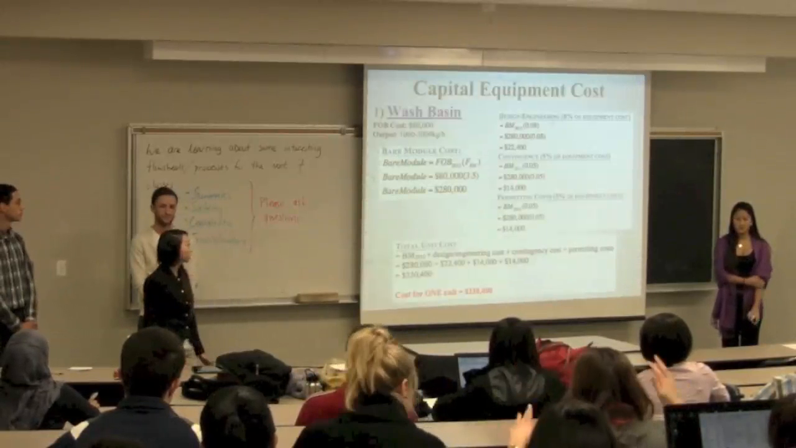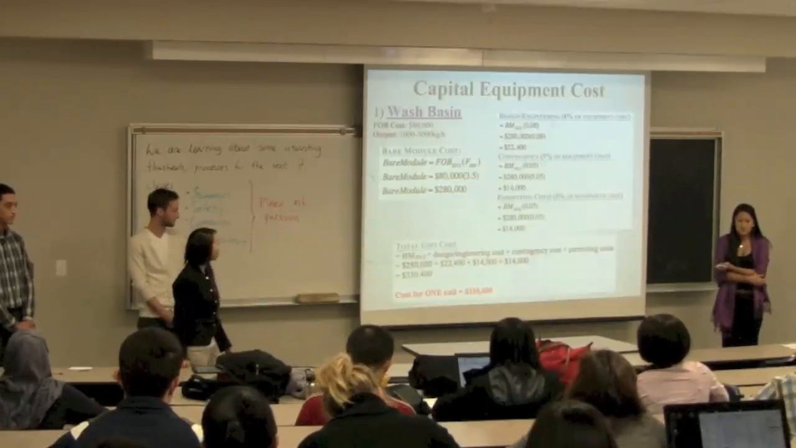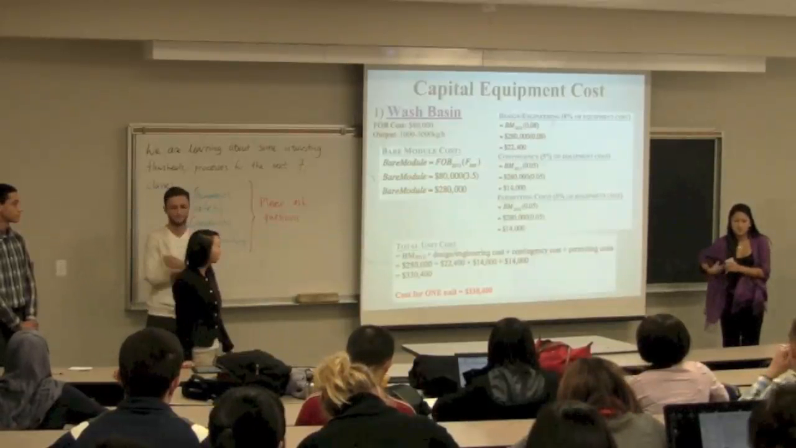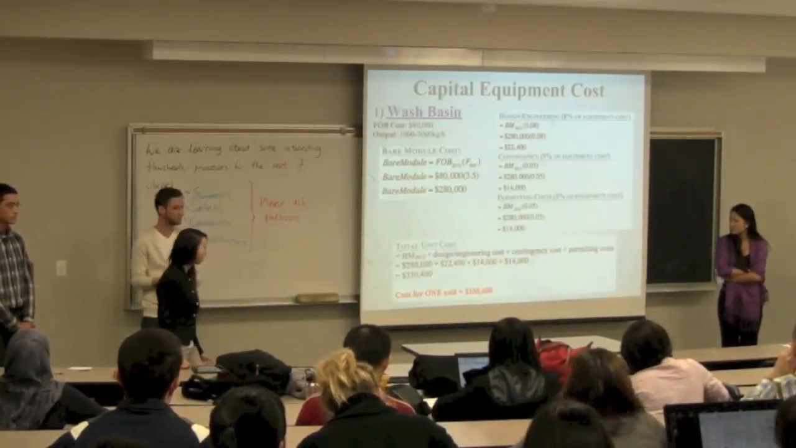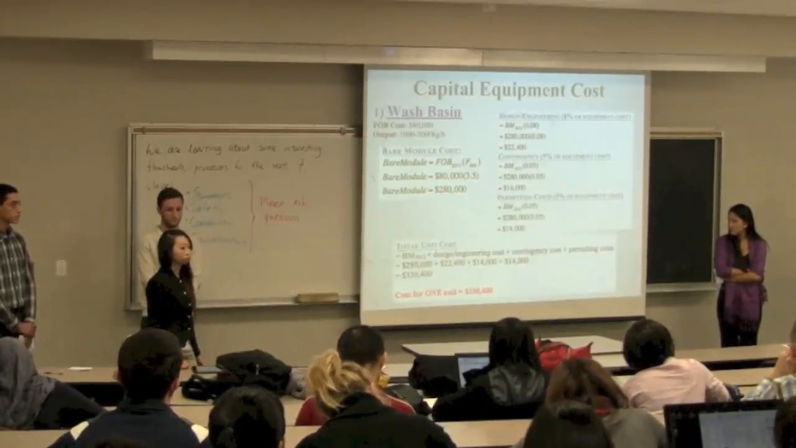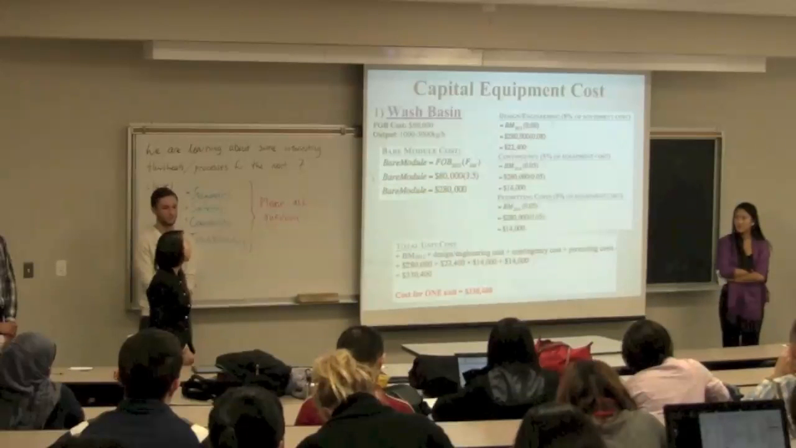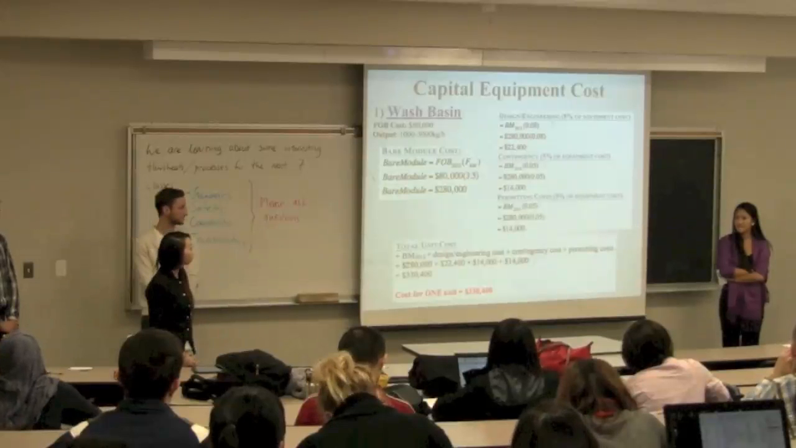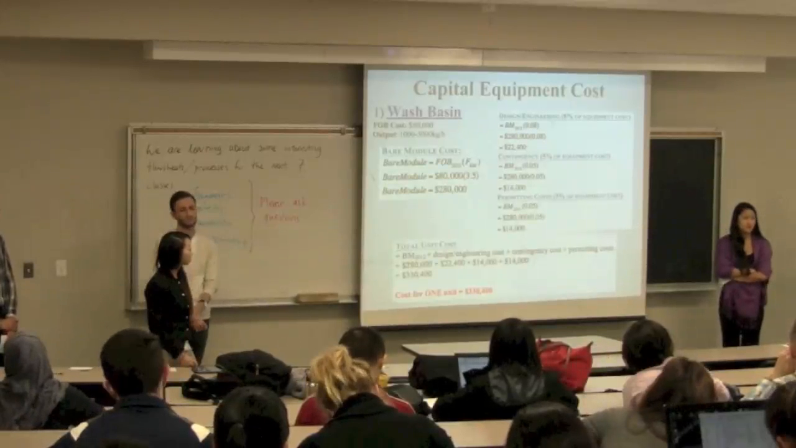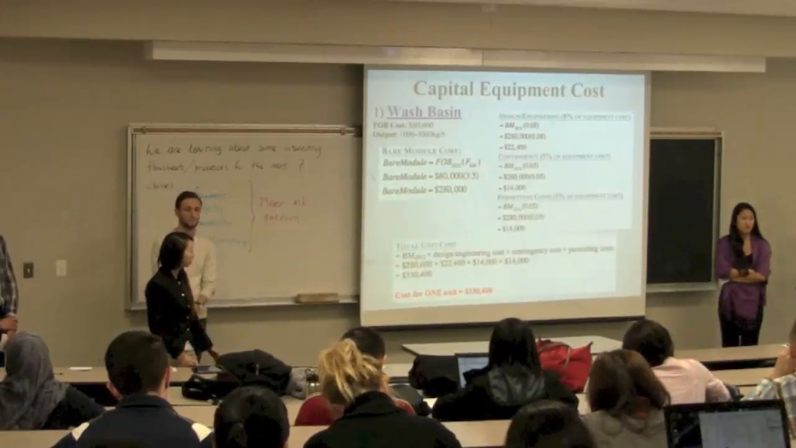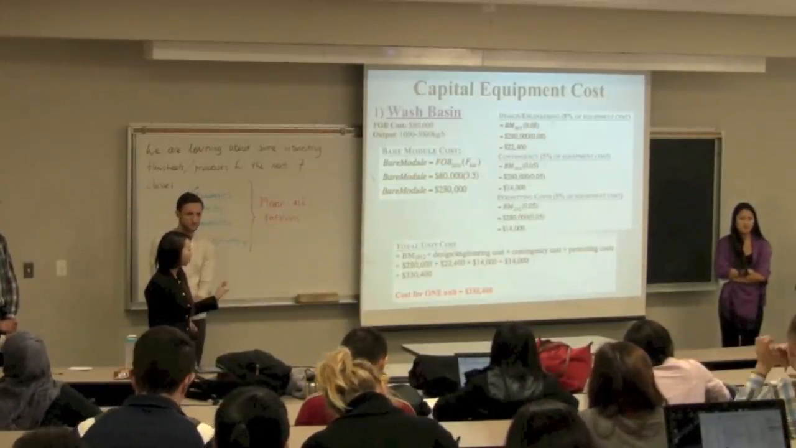For our equipment cost, we have to take into consideration this 300 kilograms per hour. For a wash basin, we have a FOB cost of $80,000. Converting this into the bare module cost, we multiply it by the bare module factor, which is 3.5, the value we chose between 3 and 4. For our design and engineering, this is 8% of our equipment cost, and contingency is 5% of our equipment cost. Permitting cost is 5% of our equipment cost as well. This is from the New York report. For the total equipment cost, you just add up all these values.